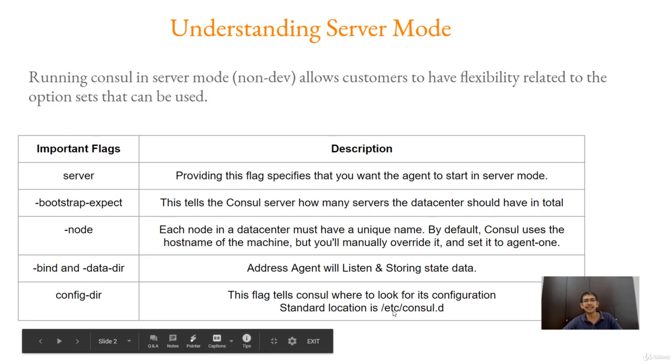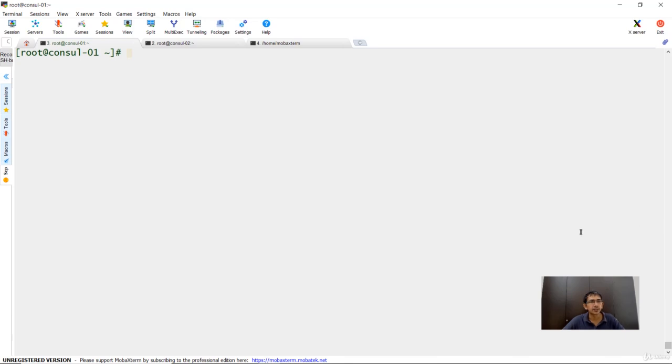So let's do one thing. Let's jump into the practical and start our Consul with the server mode. Great. So currently I'm in a consul-01 box. If I quickly do a hostname over here, the hostname is consul-01 itself. So let's go ahead and start in server mode. I'll say consul agent, then let's specify -server. Then the next thing, as we were discussing, is -bootstrap-expect.